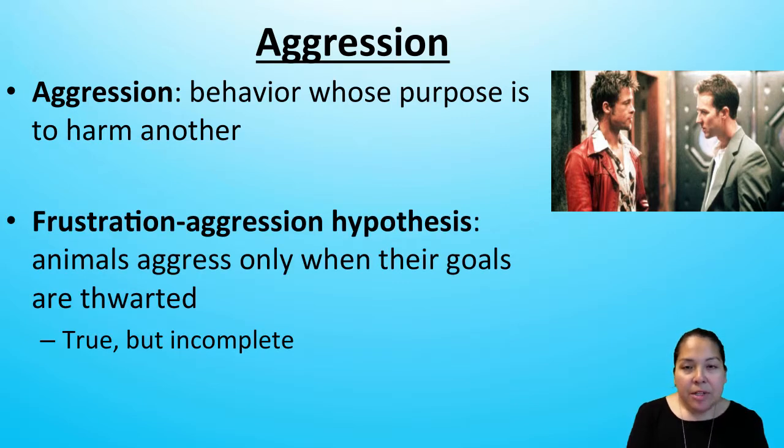The frustration-aggression principle or hypothesis explains that people aggress when their goals are thwarted. Examples of this principle include football crowds becoming aggressive when their team loses, and even the movie Fight Club, when one of the main characters joins a fight club when he's bored with work and frustrated with his life. Research has demonstrated that there are parts of this hypothesis that are true, yet it's really an incomplete explanation of aggression.